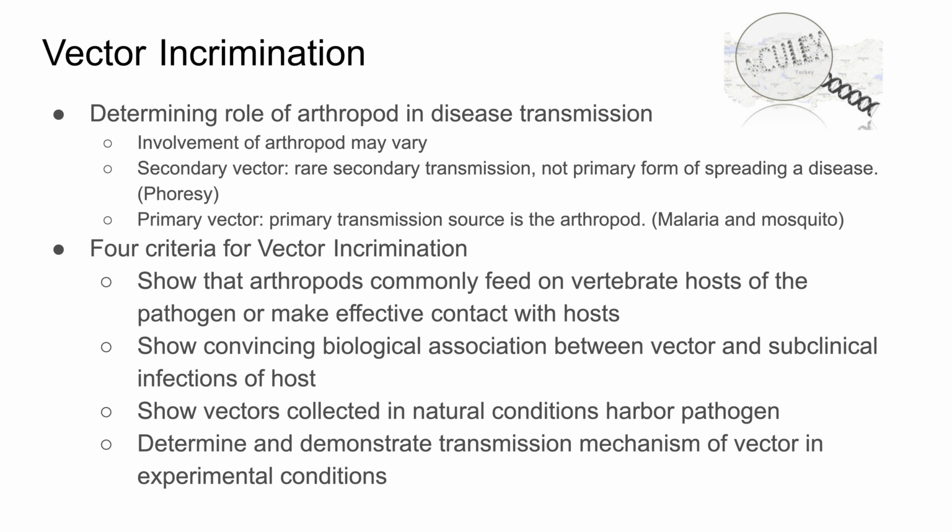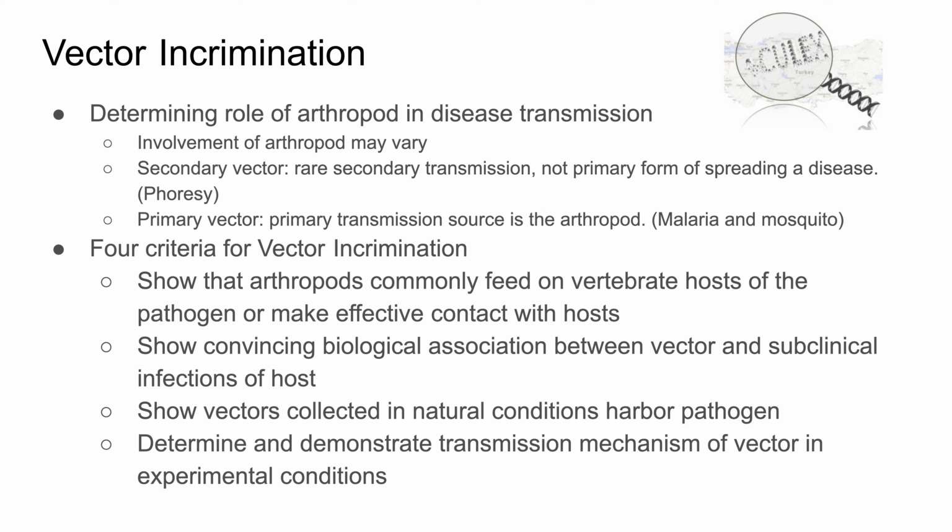So there are 4 primary criteria that have to be met in order to accuse a particular arthropod or organism of being a vector. We have to first show that the arthropod commonly feeds on vertebrate hosts. And these hosts have to be hosts of the actual pathogen that causes the disease. So they either have to feed on the host or they have to make some type of contact with the host that would be effective in transmission of disease. Such as if you had Venezuelan equine encephalitis, just because a mosquito lands on you, it may not bite you. So that mosquito might land on you, but if it doesn't bite you, it's not going to pick up that disease and be able to spread it.